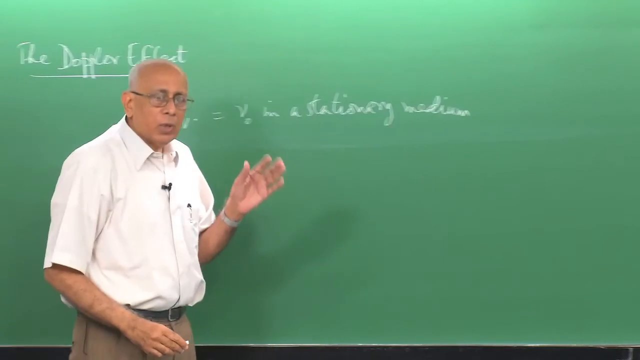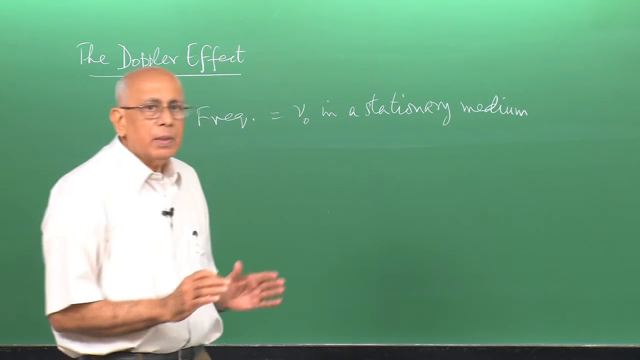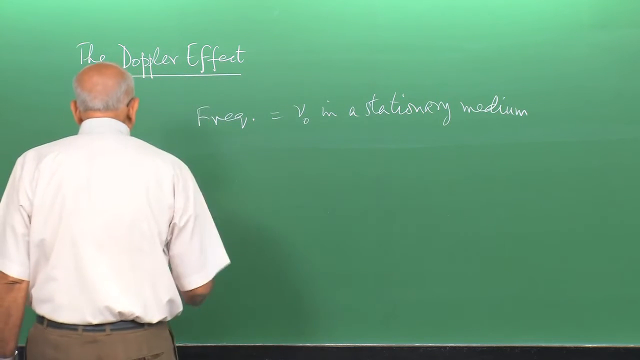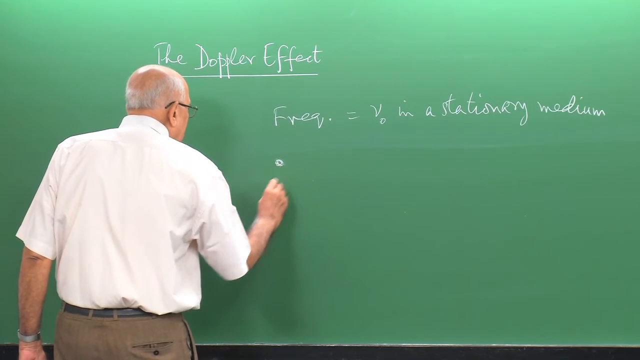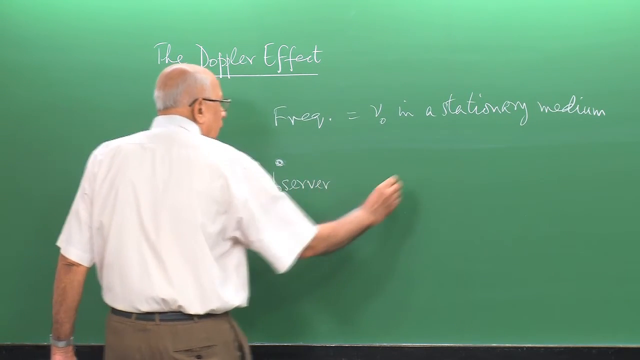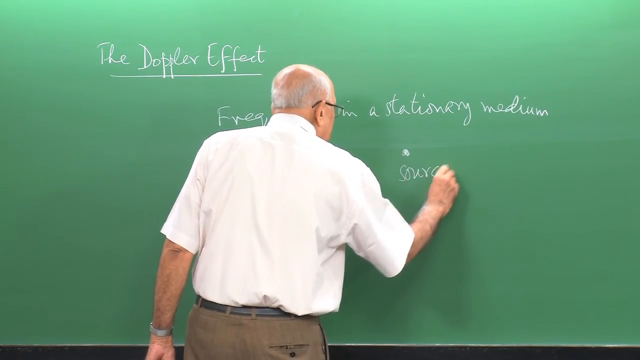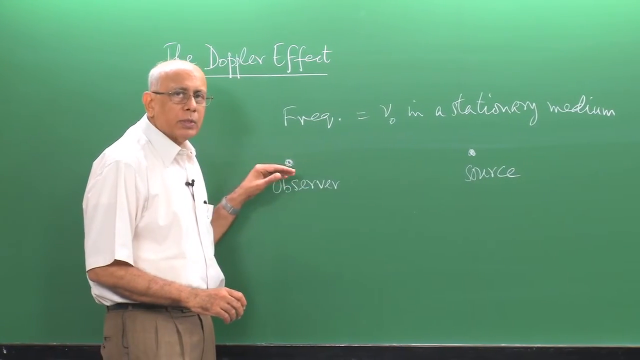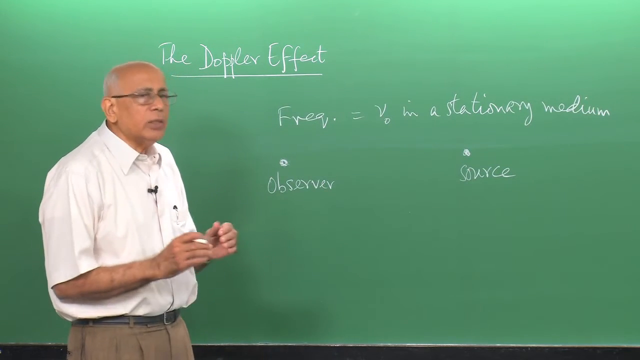So we look at sinusoidal waves of a given frequency nu in a medium which is stationary. Then if you have a source here, and let us say you have an observer here, and the source of waves is here, we will consider only the case where the observer or the source is moving, one is moving with respect to the other along a line joining them.